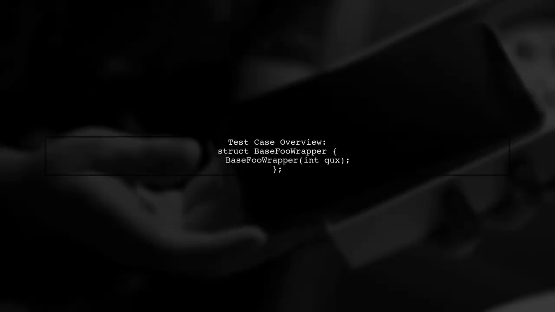In this video, we will explore a specific issue with GCC and its handling of default member initializers combined with inherited constructors in C++11. Let's take a look at the test case provided.